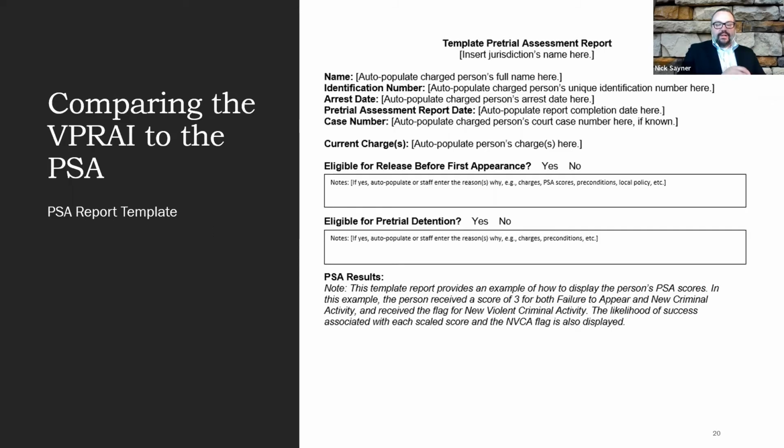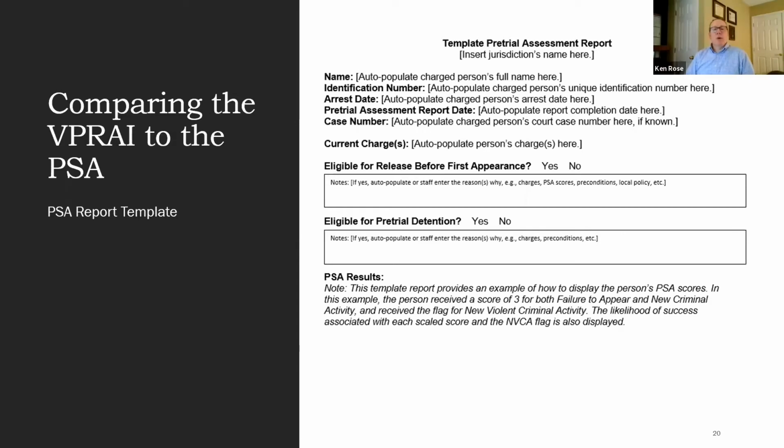And that will include the PSA scores, but also they have some ability to start incorporating the state statutes, cases that would not be eligible for release. So you'd have that, again, right there on that front page. And then go ahead, Ken.